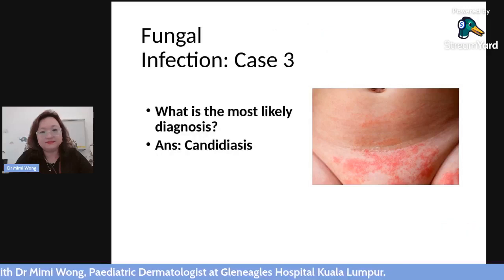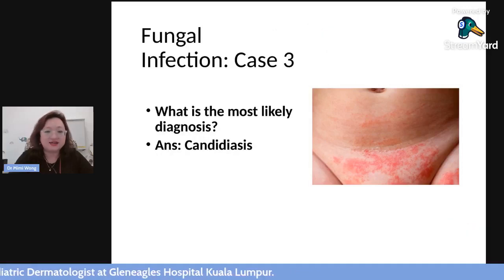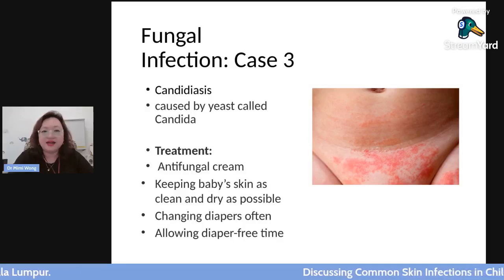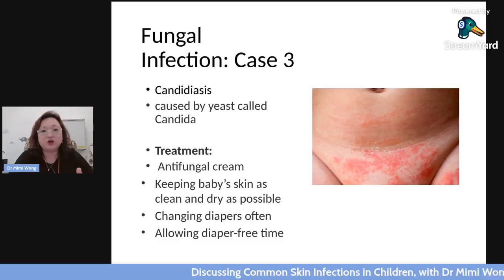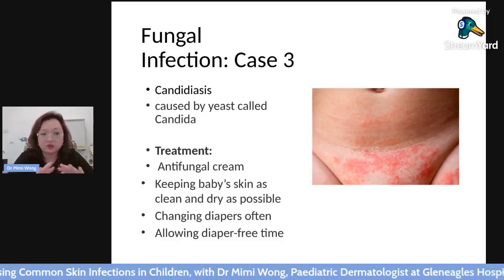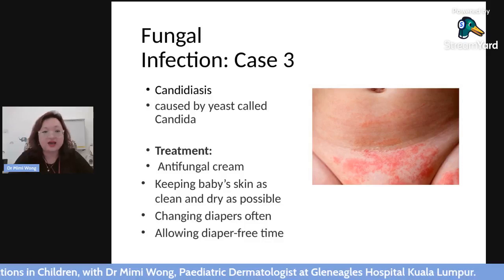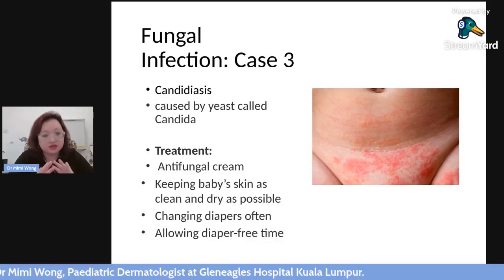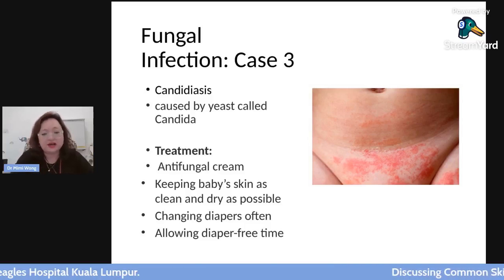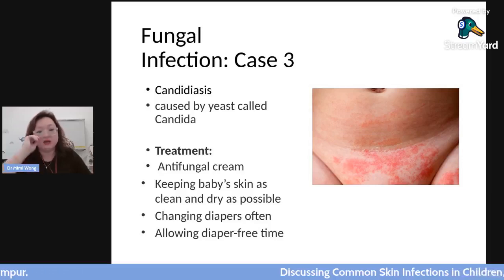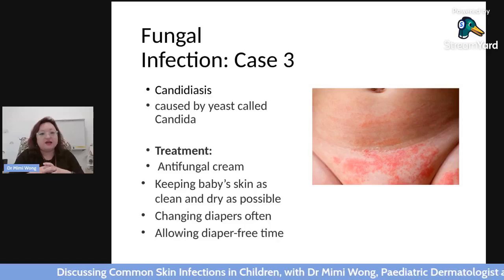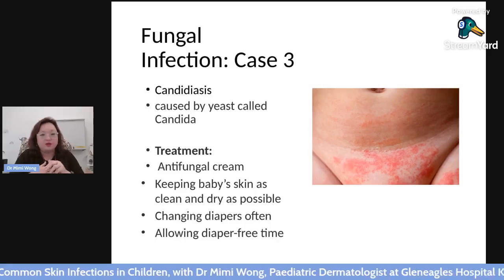The most likely diagnosis here is actually candidiasis. So what is candidiasis? Candidiasis is a type of skin fungal infection caused by a yeast called Candida albicans. The treatment is very simple because it's a very superficial fungal infection, not like the hair and the nail. You can use an antifungal cream two times a day for a period of one to 2 weeks. The tips you want to give to parents are to keep the baby's skin as clean and dry as possible, change the diapers often, and allow diaper-free time a few hours a day.